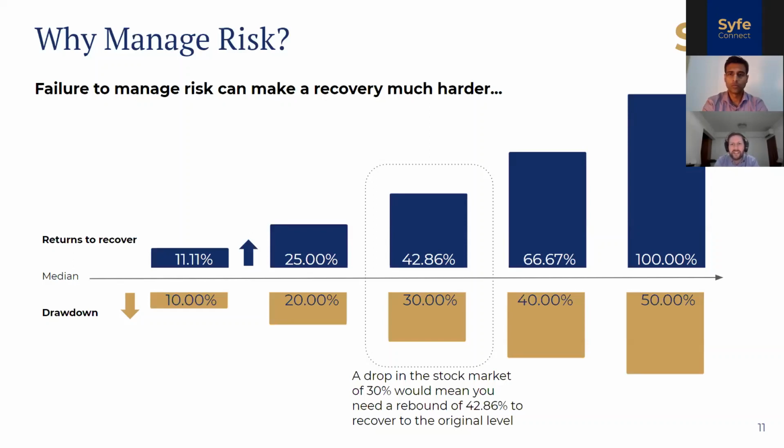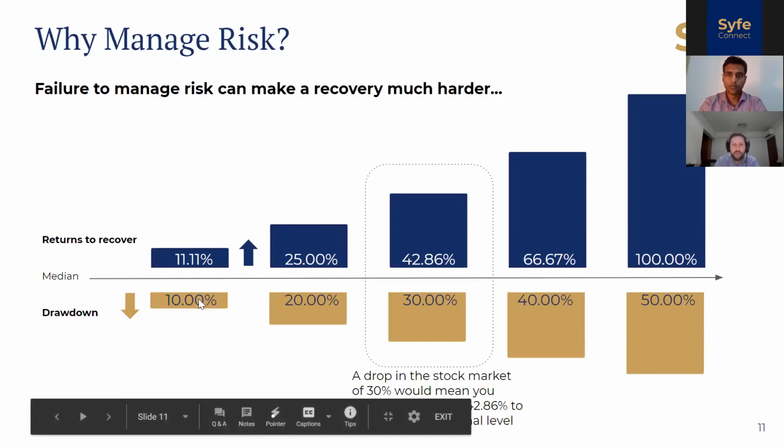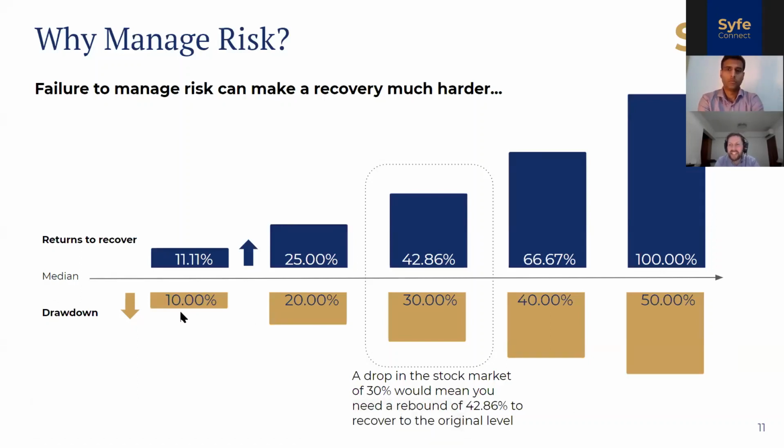So it's basically a test of discipline, that if you did suffer larger losses, then it would take a lot of discipline to stick with it to make that big recovery. On the other hand, if we were only dealing with smaller losses, it means so much less of a burden in terms of coming back to the original level.